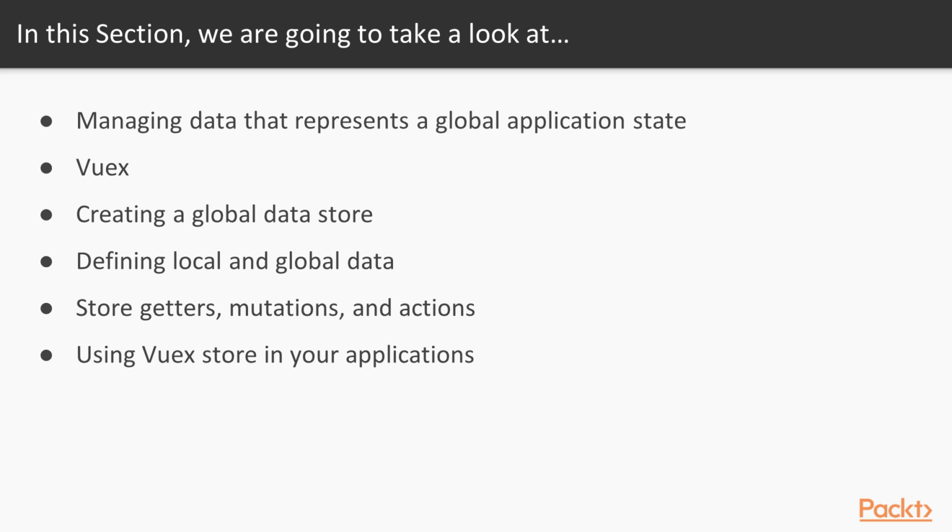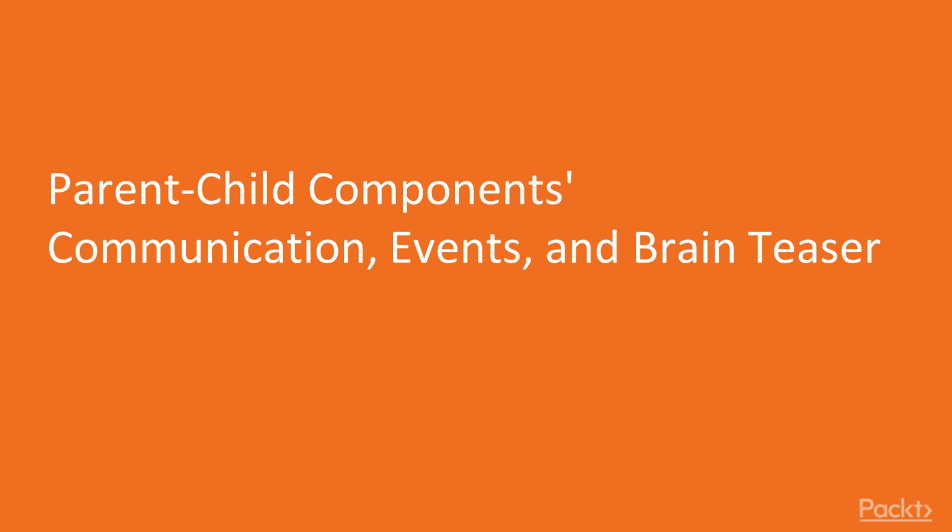We will define what data is local and what should be global in our applications, and we will use the Vuex store to work with a global state in them. You will also learn about store getters, mutations, and actions, and install and use the Vuex store in the shopping list and Pomodoro applications. Let's start with the first video, Parent-Child Components Communication, Events, and Brain Teaser.